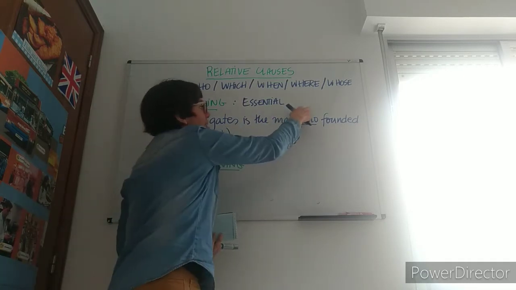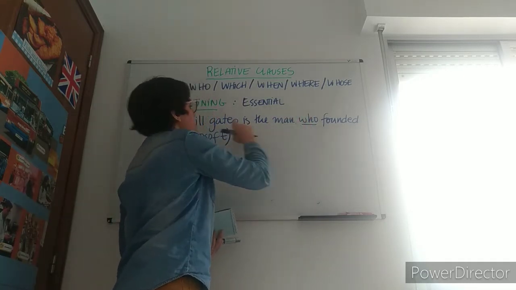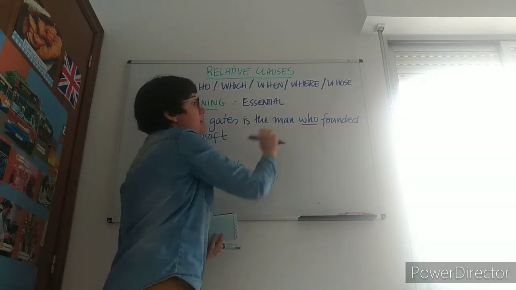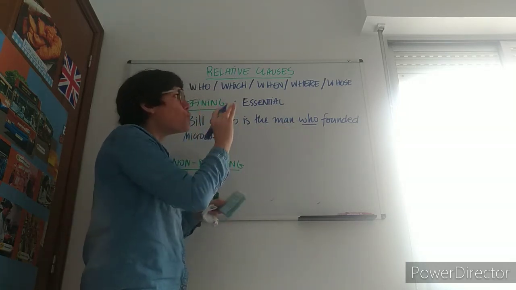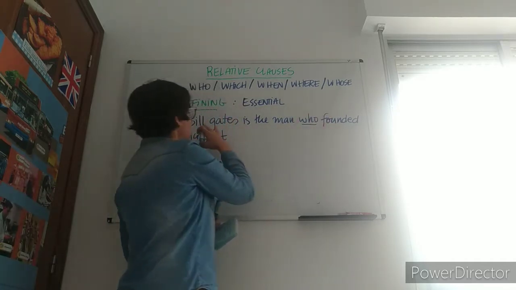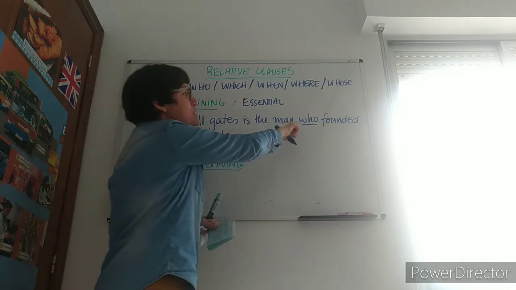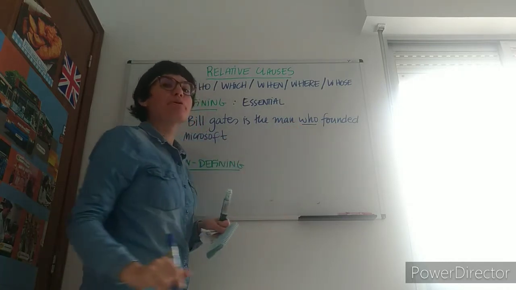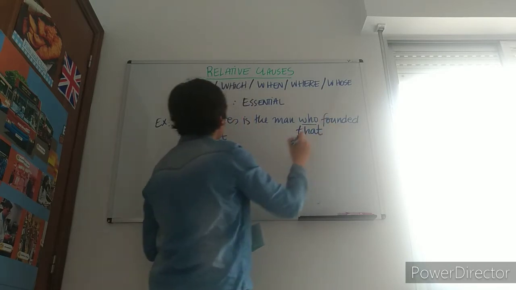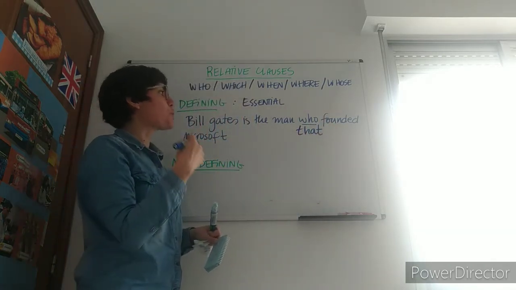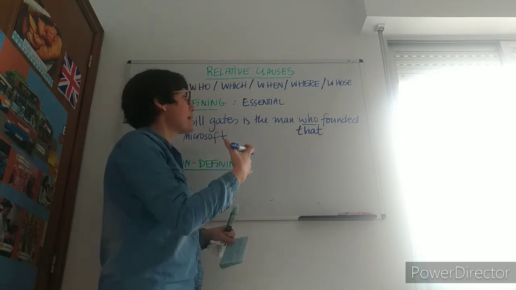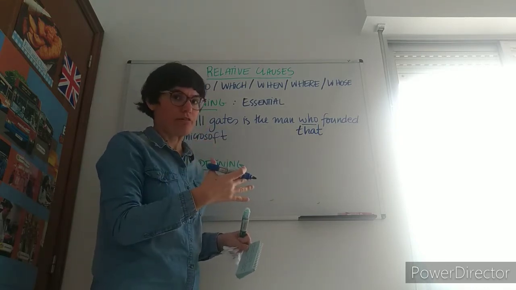Okay? And this defining relative sentence doesn't need any commas or anything. It's introduced with who and then the sentence. This who can be replaced by that. I can say Bill Gates is the man who founded Microsoft, but I also can say Bill Gates is the man that founded Microsoft.